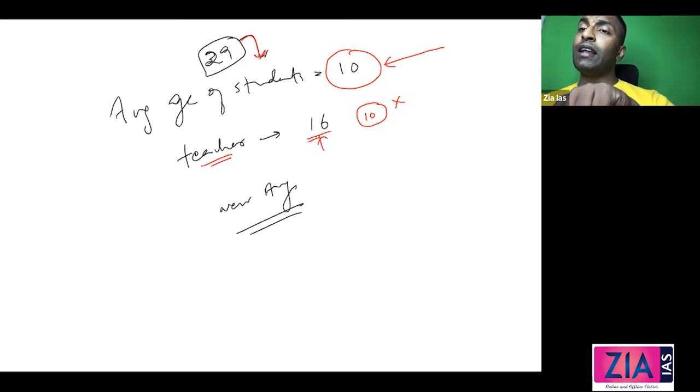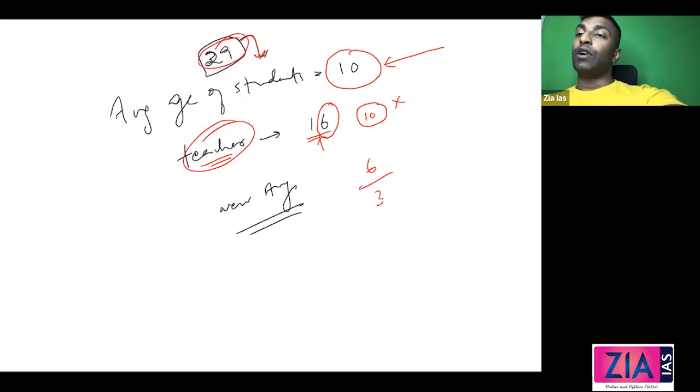How much increase will be there? It depends on this. How much extra from average? How much extra? 6 extra. So we take that 6. Now what we need to do? We need to divide the 6 extra with all the 30 now. This 29 and the teacher, 30 now.